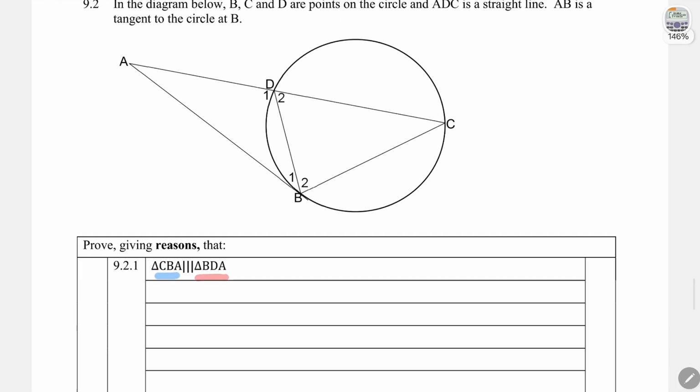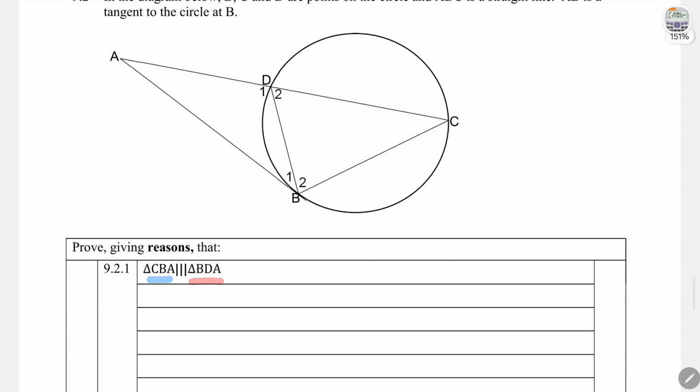Okay, let's highlight those triangles first. So CBA, from C to B to A, is this triangle. And then BDA is BDA. Okay, so we can already see from this that they are sharing an angle, angle A. So we already have 1 in the box. We have 1 equal in both triangles.